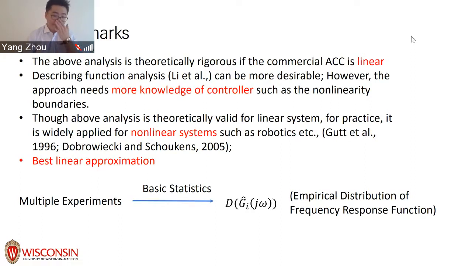Furthermore, we never run just one experiment; we run multiple experiments. Based on that, we can apply some very basic statistics to get the empirical distribution of the frequency response functions from these multiple experiments. In this way, we try to reduce the estimation errors and the errors introduced by the sensor measurement.